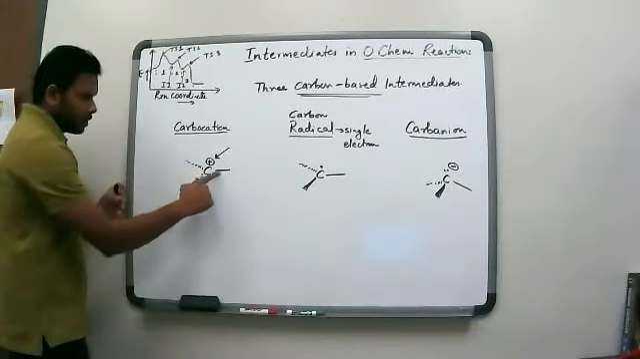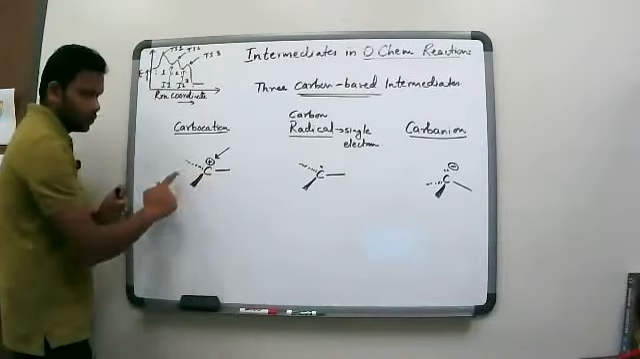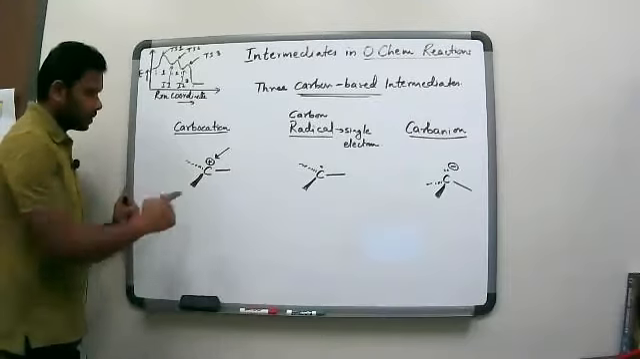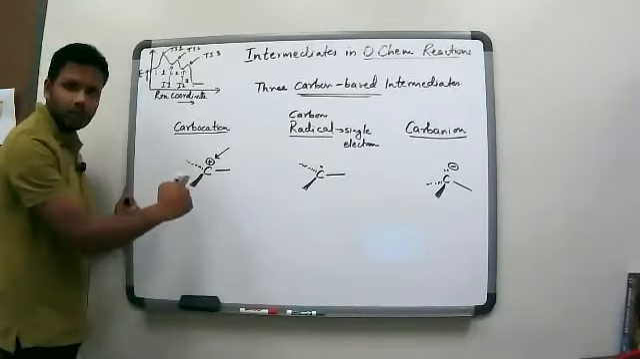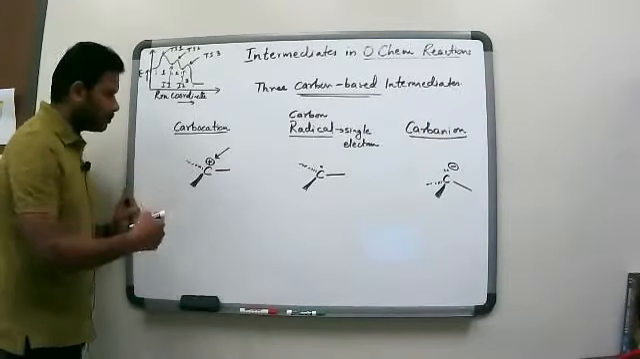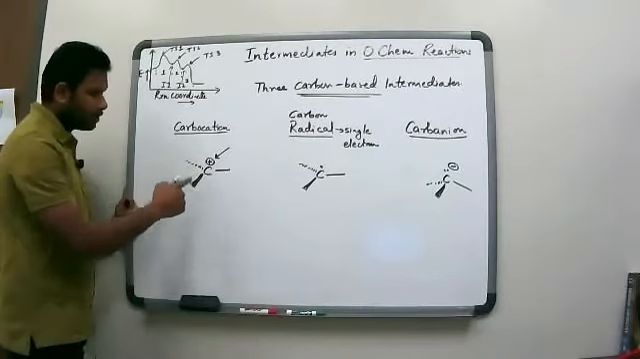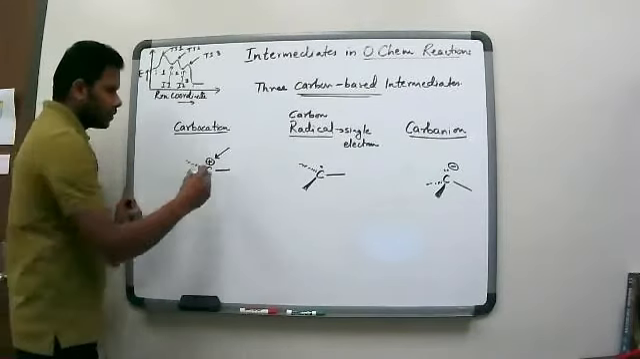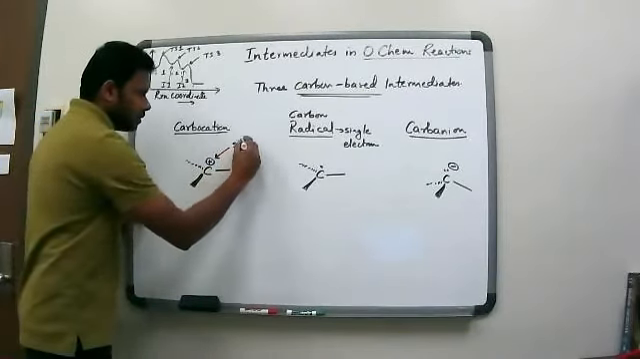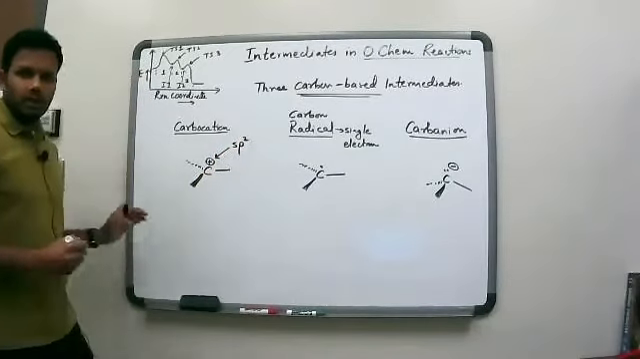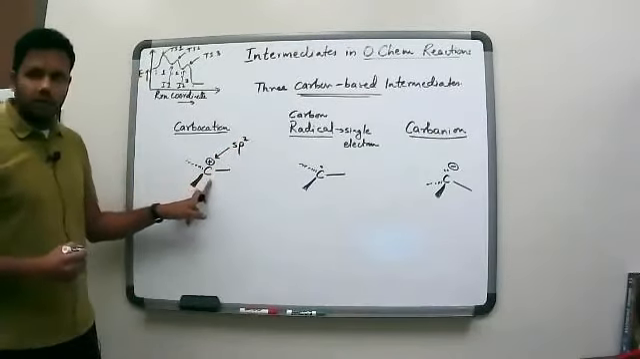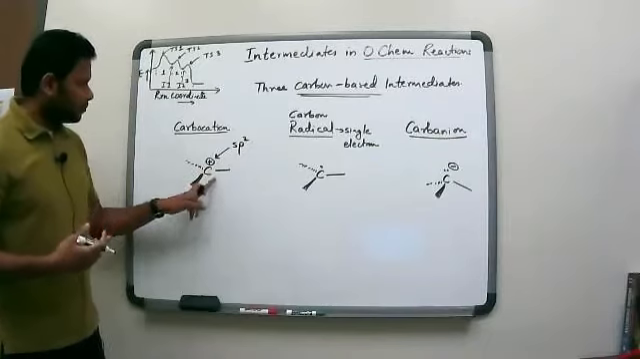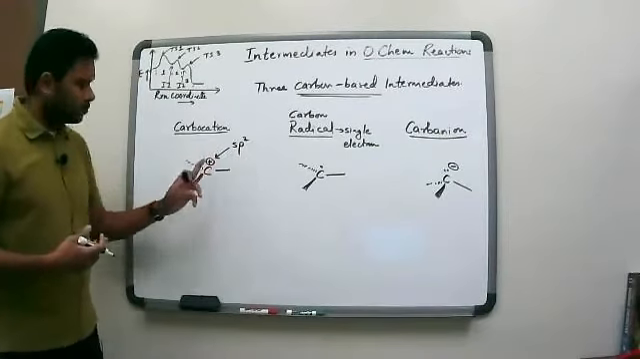So this carbon has 1, 2, 3 sigma bonds to it. So single bonds, that's what we count. We don't count the pi bond. So 3 single bonds to it, and there's no lone pair or anything on it. So that means this carbon is sp2 hybridized. That means a carbon that's carbocationic in nature is sp2 hybridized.